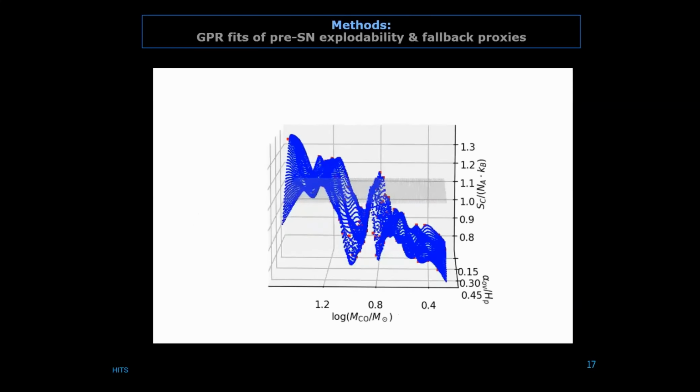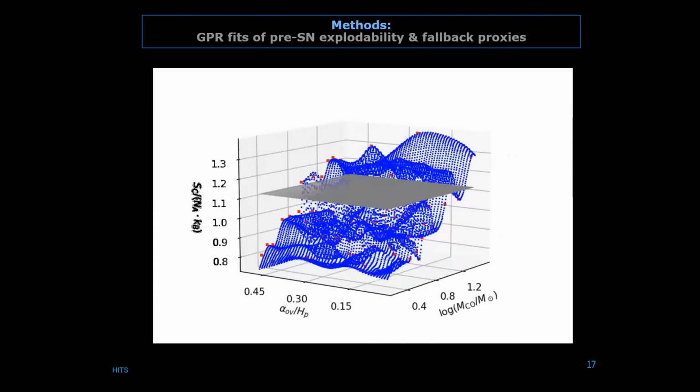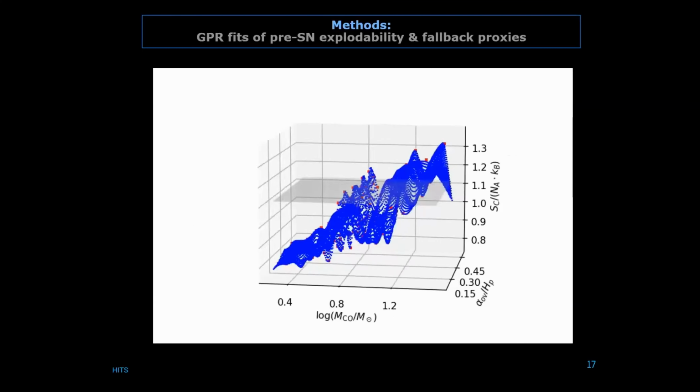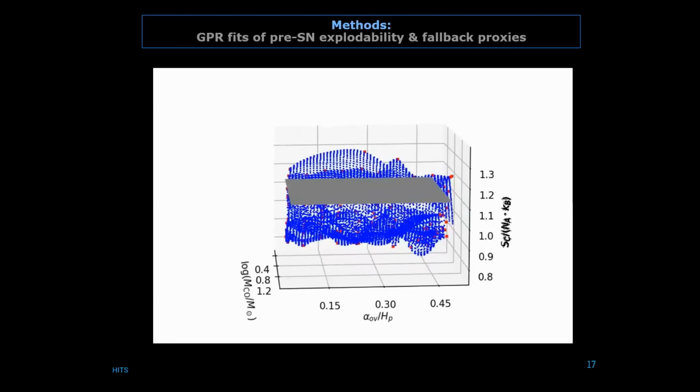One predicts one of the variables that I'm using for the explodability proxy as a function of mass of the carbon oxygen core and step overshoot parameter. The red points are the actual data points from the numerical code, and in blue is the generalization made by the Gaussian process model. And in gray, the plane shows the maximum specific entropy above which all the progenitors collapse to form black holes.